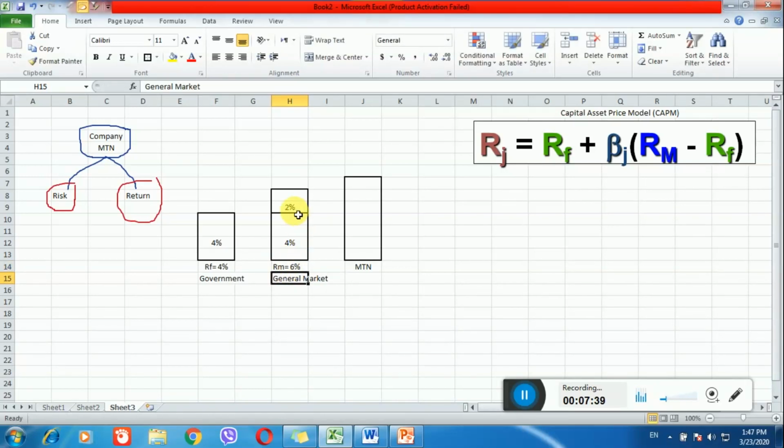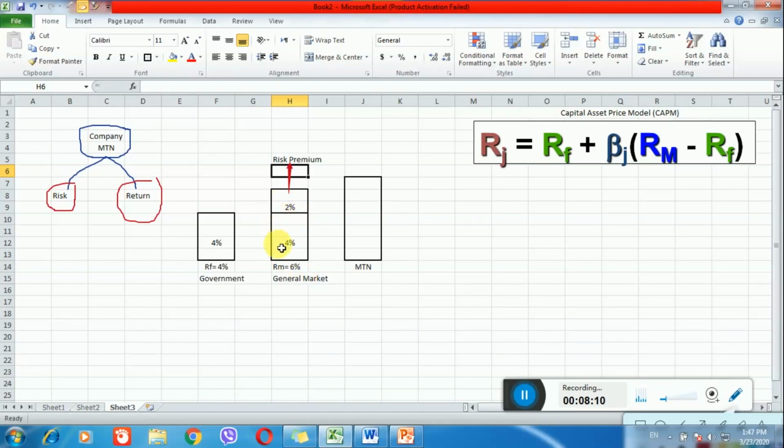Keep in mind, dear students, this 2% is also called the risk premium. What do we mean by a risk premium? Reward for risk. This 2% is only a reward. This is a premium because there is a risk.